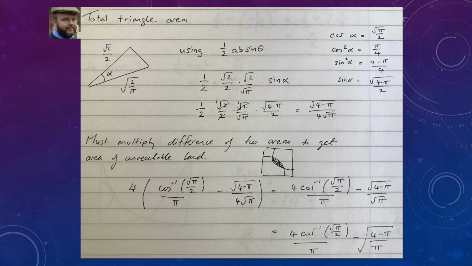Now, of course, I've got to take that away from the area of my circle sector, and then multiply that answer by 4. If you do so, you end up nicely with the right answer, in actual fact, which they give us in the question.